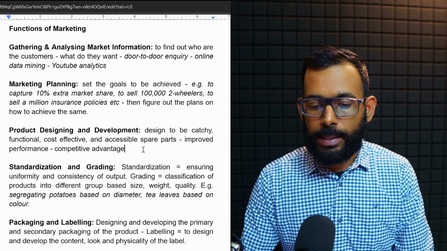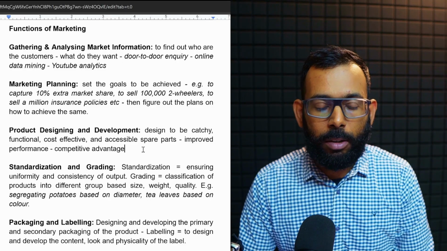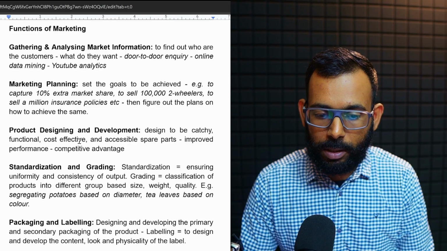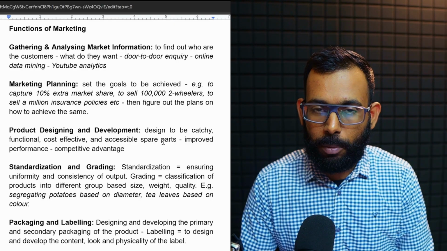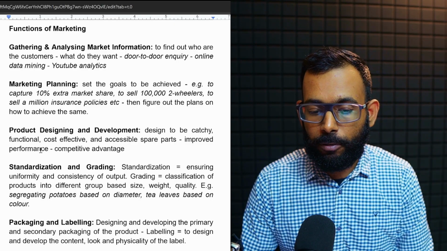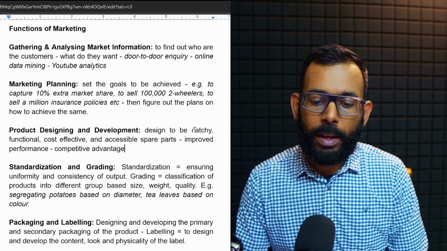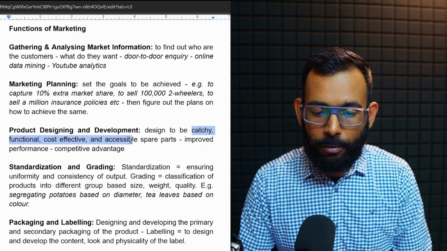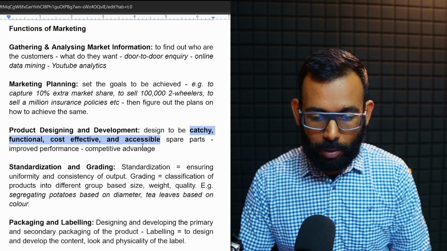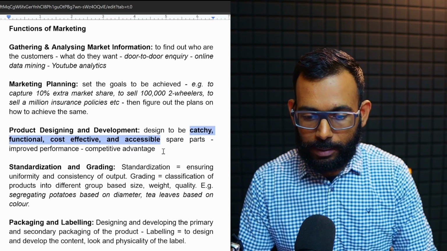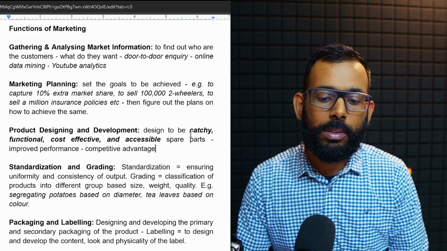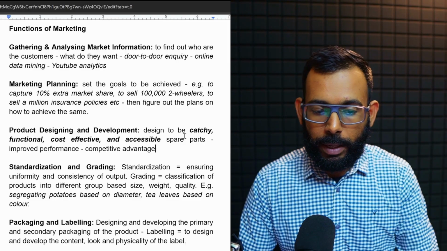Next, product designing and development. Design to be catchy, functional, cost effective, and accessible spare parts should be available. Improved performance will lead to competitive advantage. So let me explain that. Design should be catchy, functional, and cost effective, and also it should be accessible. Let us discuss each and every adjective here in detail.